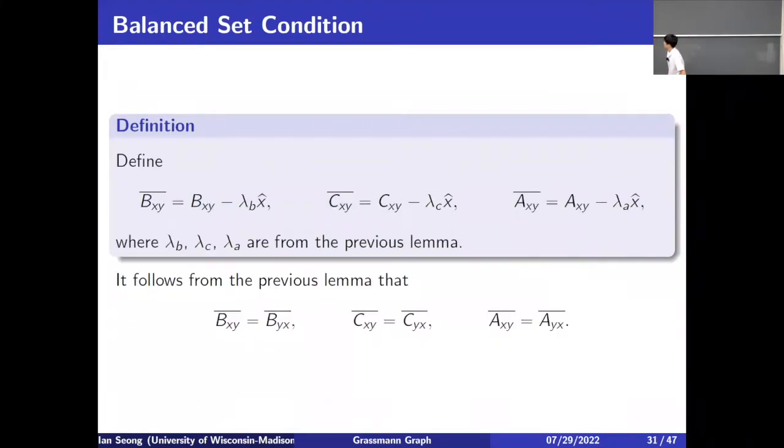Using this balanced set condition, we can actually define things like bxy bar, cxy bar, and axy bar. These are how they're defined. So bxy bar is defined to be bxy minus lambda b times x hat, and we can define cxy bar and axy bar in a similar manner. The reason we define it like this is that we get something pretty nice: bxy bar turns out to be byx bar, cxy bar turns out to be cyx bar, and the same thing happens for axy bar. So we can switch x and y, and it is preserved.